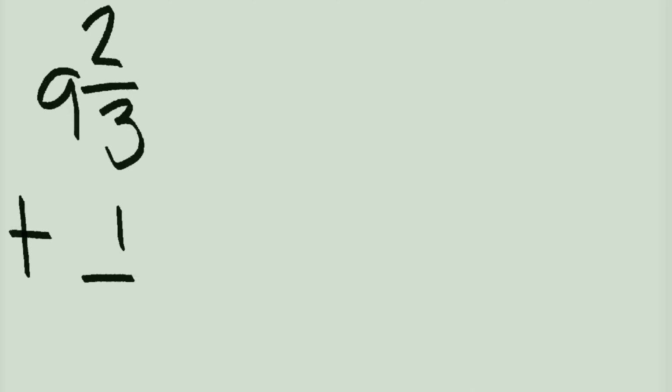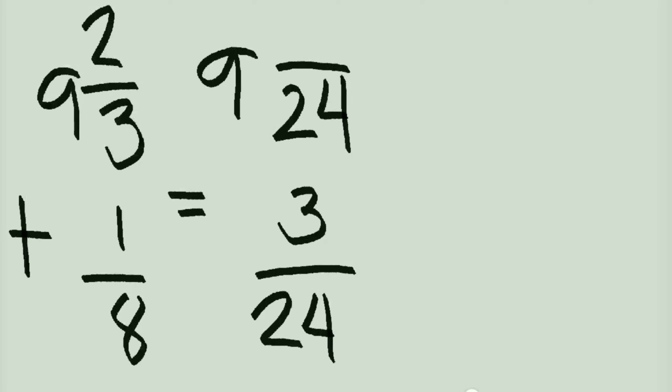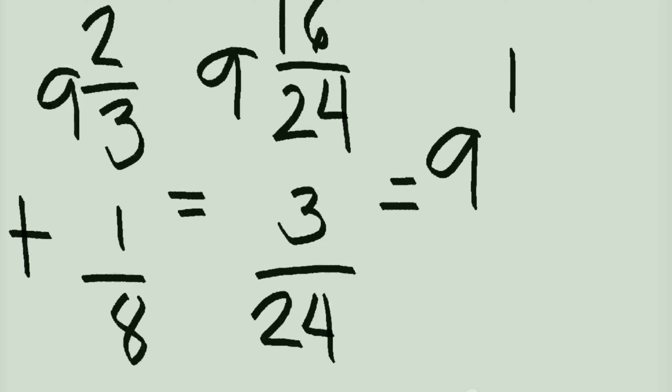Number 2, 9 and 2/3 plus 1/8. The LCD of 3 and 8 is 24. 24 divided by 8 times 1 is equal to 3. 24 divided by 3 times 2 is equal to 16. 9 and 16/24 plus 3/24. 16 plus 3 is 19 over 24. The answer is 9 and 19/24.